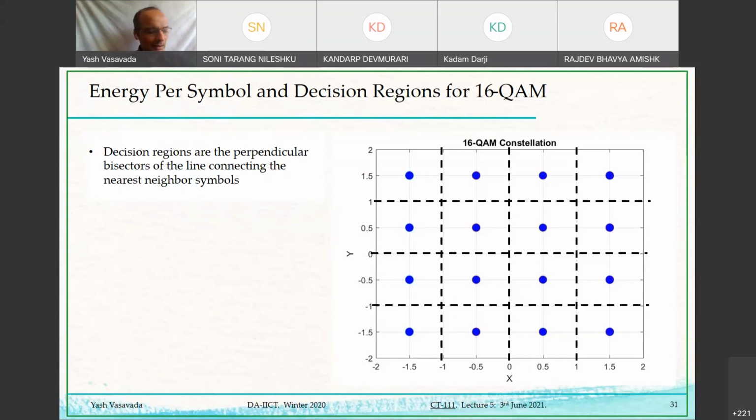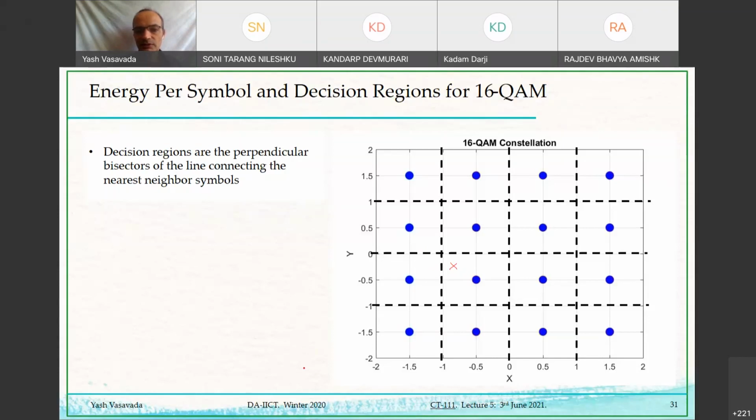So what this means is that if there is a received vector in the presence of noise that falls over here, let's say, then you will say that this is the most likely symbol to have been transmitted, and you will demodulate the corresponding 4 bits, the 4 bits corresponding to this constellation point.